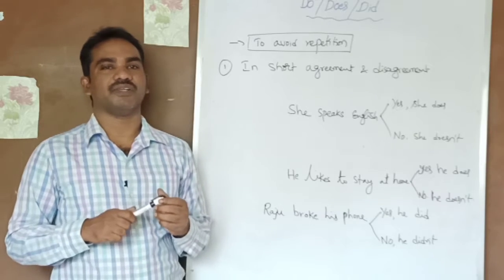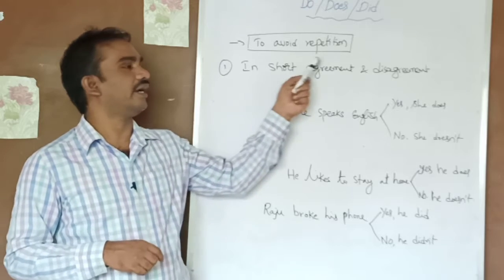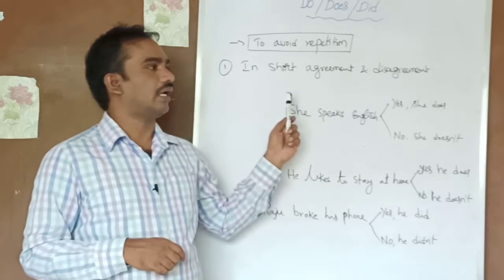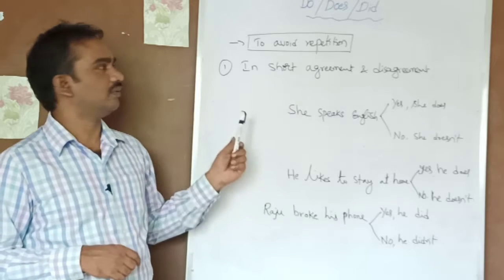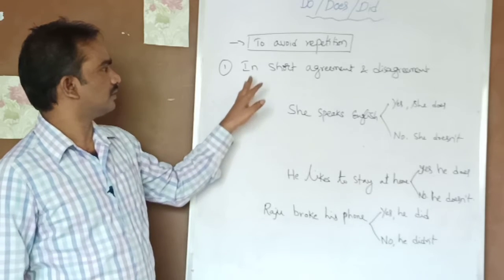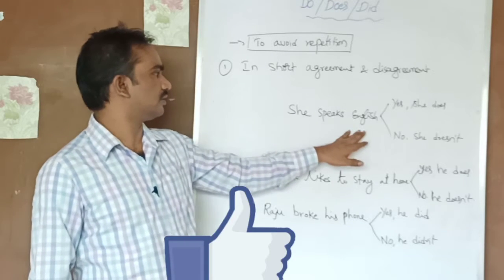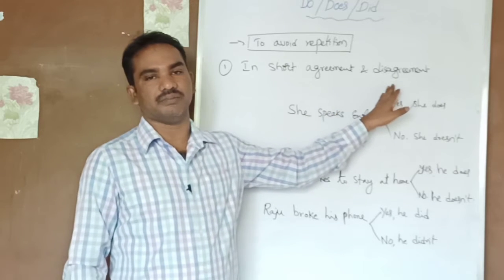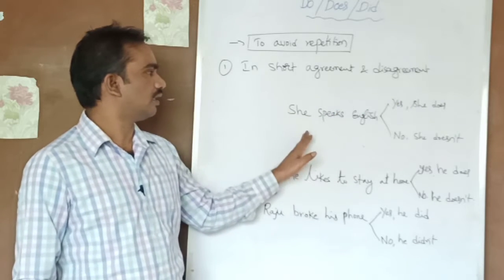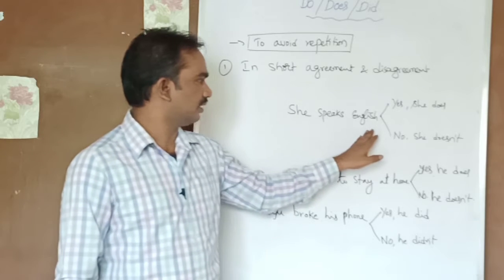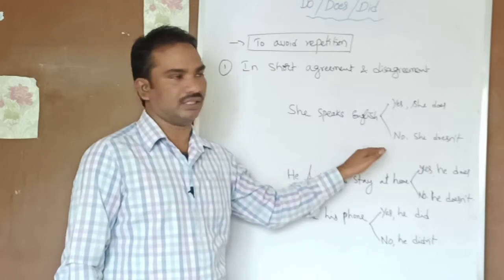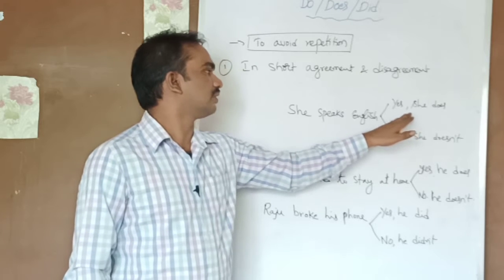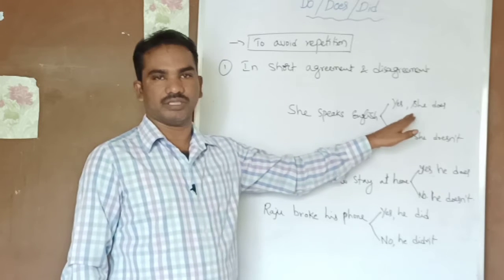Next point is we use do, does, did to avoid repetitions. So repetition means you don't need to add again the same verb. Let's look at the sentence. He speaks English. This is actually in short agreement or disagreement. He speaks English. You have to agree or disagree. Okay. So you don't need to say yes, she speaks English. You don't need to say that.